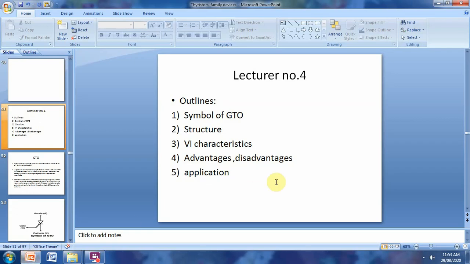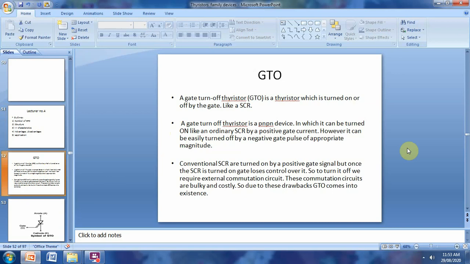Hello, in lecture number 4 of the Thyristor family devices series, these are the outlines of lecture number 4. First one is the symbol of GTO, second one structure, third one VI characteristics, fourth one advantages and disadvantages, and fifth one applications of GTO. Now we will study the next Thyristor family device, the GTO.